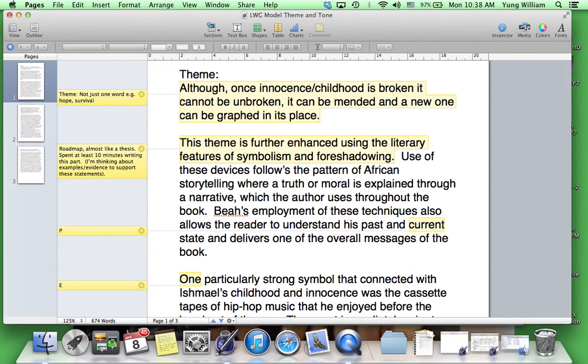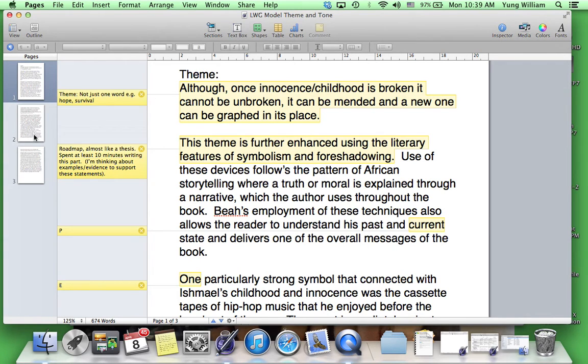Okay, so here we go. In my explanation, or my point, I wrote that the theme is enhanced using the literary features of symbolism and foreshadowing. The symbol that I chose was the cassette tapes that Ishmael had throughout, that appeared and then also reappeared at the end of the book, and the use of that symbol strengthens my theme.